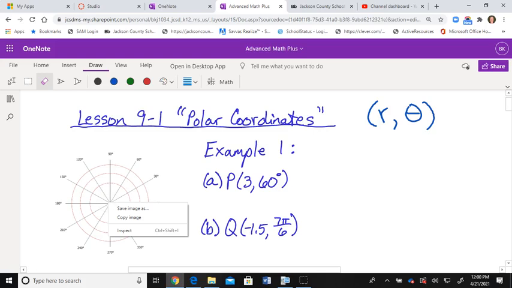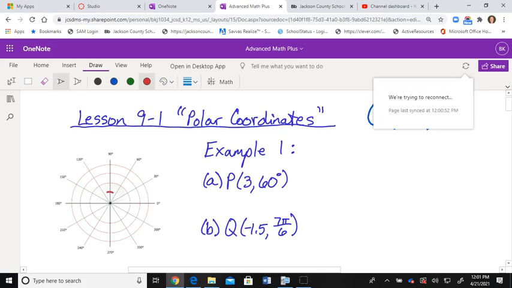Oops. I can't go back. Let me just draw it back. Oh, that's bad. Sorry. Okay. I'll try not to do that again.